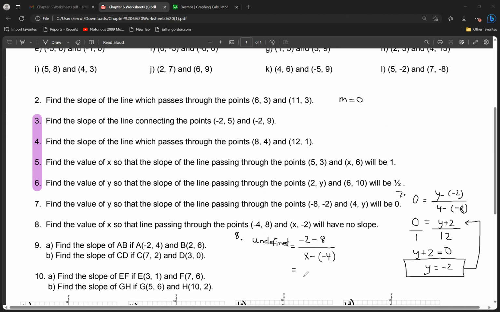What's -2 minus 8? -10. -10 over x plus 4, right? So for this to be 0, what does x have to be? Is it 4? -4. -4 plus 4 is 0, right? Yeah. So for number 8, x equals -4. Make sense? All right, 7 and 8, you're good, right? All right, let's go to 9 and 10. Can I erase it? Okay.